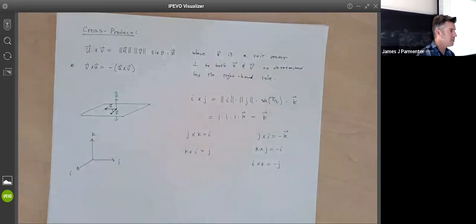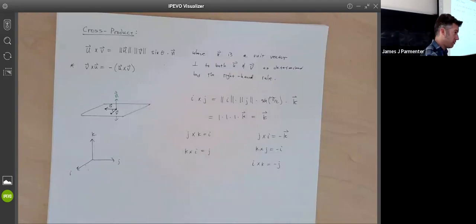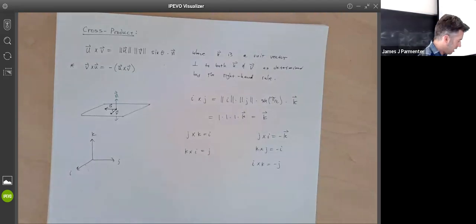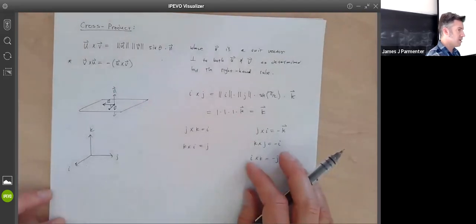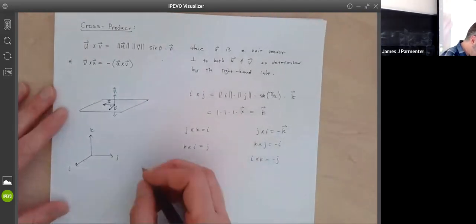It's kind of interesting. When you cross two vectors together, you get another vector, very different than the dot product. When you dot two vectors together, you get just a number, a scalar. That's why this is called the vector cross product, and the other one is called the scalar dot product: they're just telling you what kind of thing you get. So we can use these to find cross products of other things.